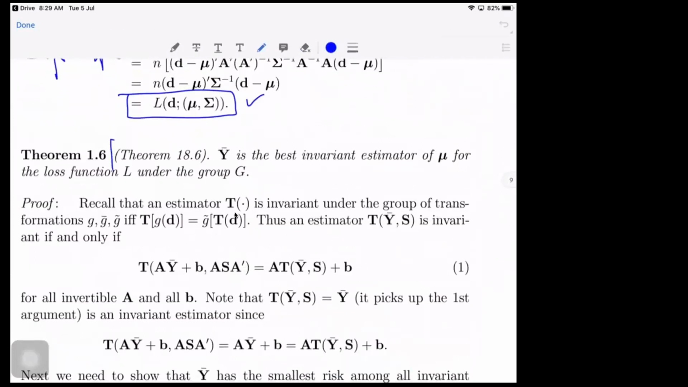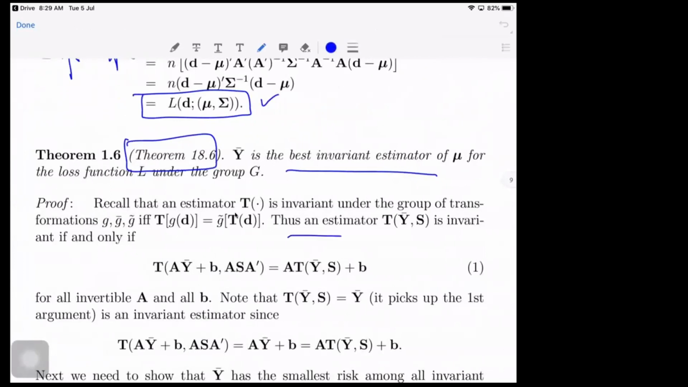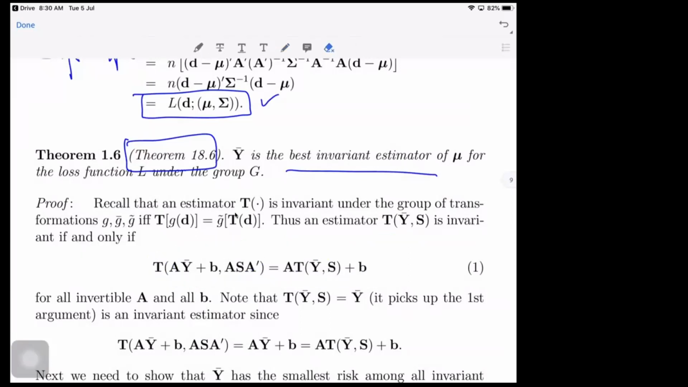So the next theorem tells you that y bar is the best invariant estimator for mu. To see invariance, you have to verify this statement. It is invariant if and only if you can rewrite it in this manner. So any statistic passing through this transformation is just equal to A times the original statistic plus B. So if you can show that, then your estimator is invariant.